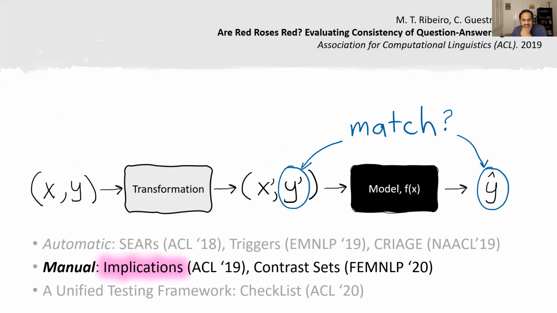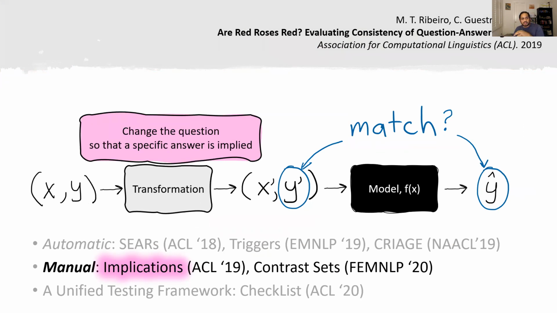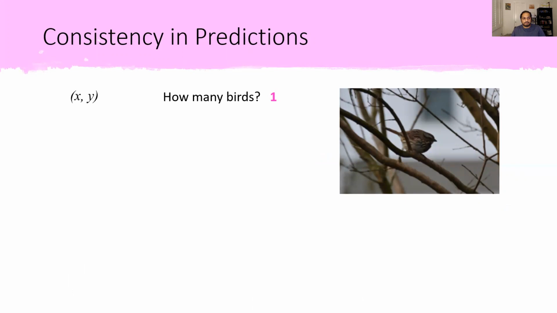Okay, one last example I'll talk about before I talk about checklists is this idea of implications. This is an interesting example where we were doing the transformation for question answering, and we were changing the question such that a specific answer is implied. So in this case, we were changing y to be a different y prime as well as changing the question. I think this is easiest to understand with an example. Suppose you're doing VQA and you have an original question like how many birds are there within an image, and the answer is 1.